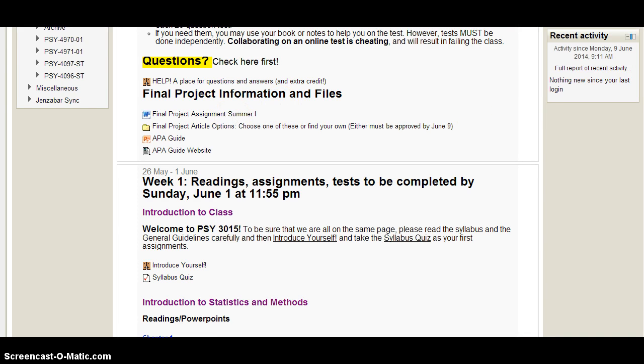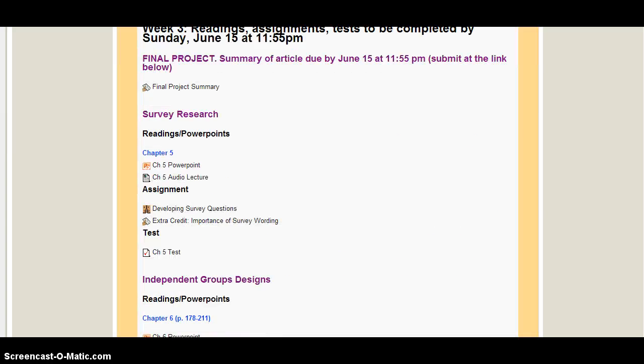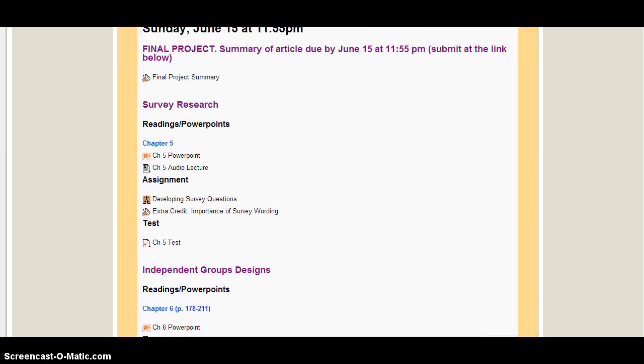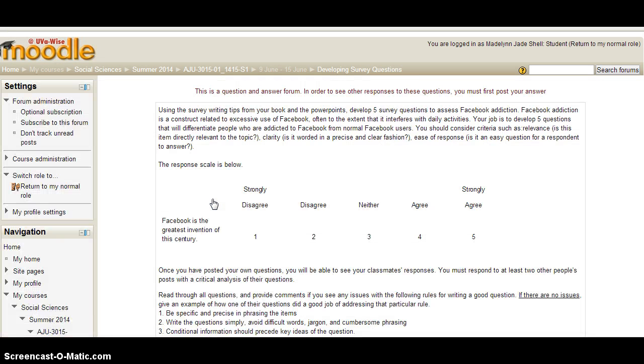So if we go down to this week in chapter five, we'll talk about developing survey questions. For your assignment for that chapter, you will be developing five questions. You'll post on a discussion forum five questions that assess the construct Facebook addiction. The questions should be able to be answered on the scale of strongly agree to strongly disagree.